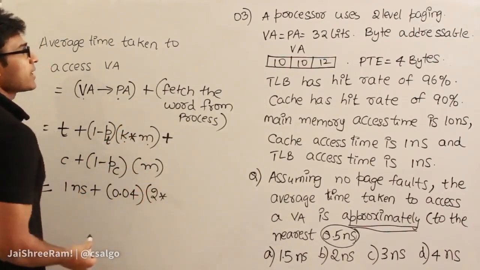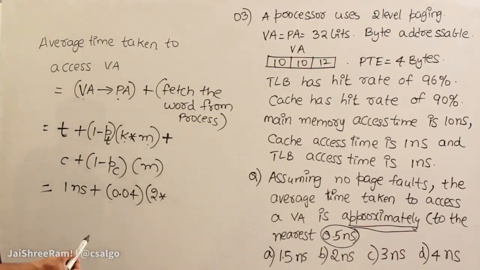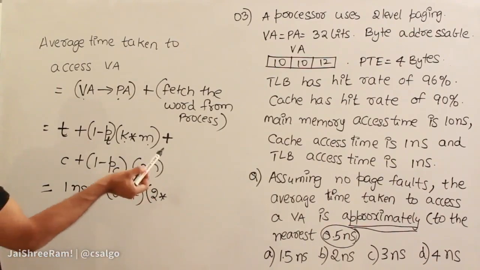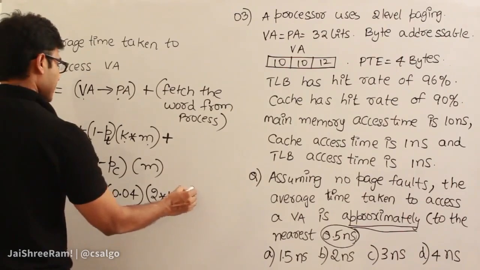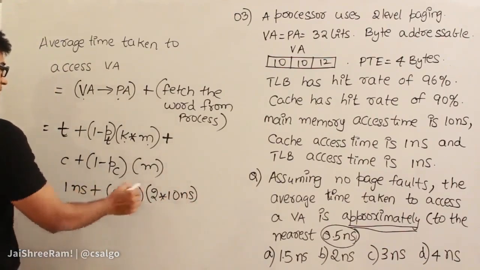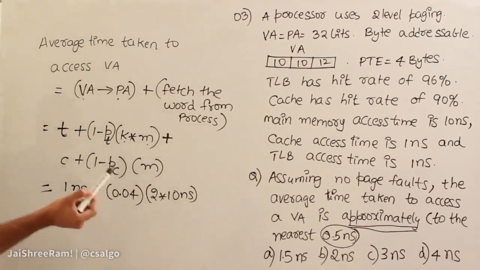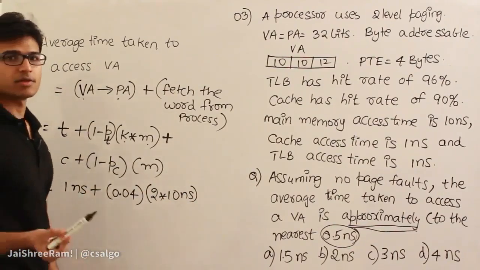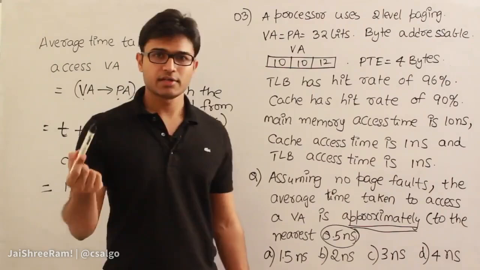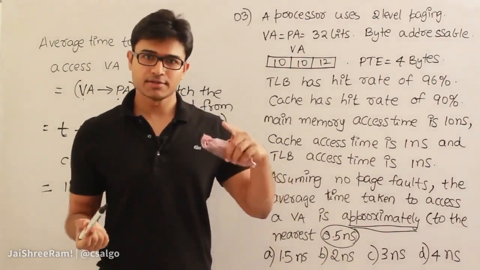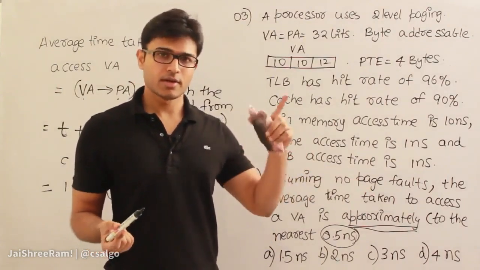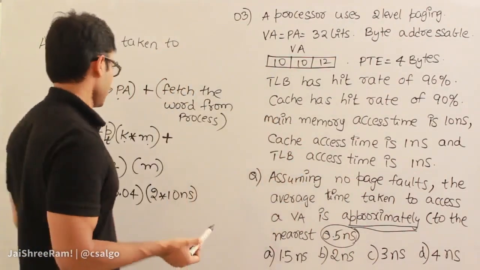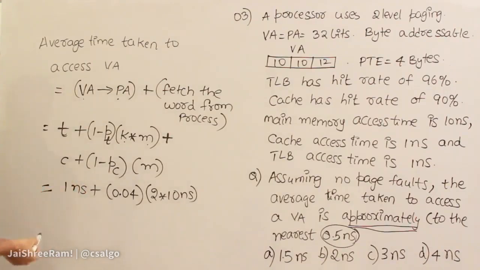And what is the main memory access time? Main memory access time is given somewhere as 10 nanoseconds, right? 10 nanoseconds. This entire time is required to just get the page table entry. So once we get the page table entry, we can get the physical address. Now once we get the physical address, we have to get into the cache and see whether it is present there or not. In case it is not present, we have to get into main memory and get it, right?